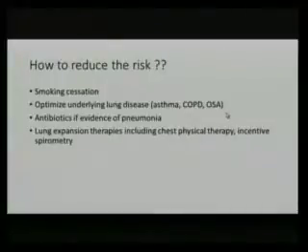Stop smoking at least 6 to 8 weeks prior. Use incentive spirometry, chest physical therapy if that's available. Treat any underlying acute lung processes like pneumonia. Optimize their lung conditions, which is basically your asthma, COPD, and OSA. If you do that, this is probably the best that you can do to reduce the post-operative complications.